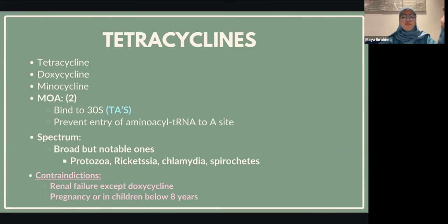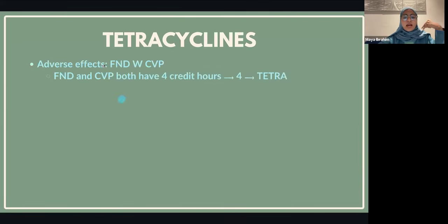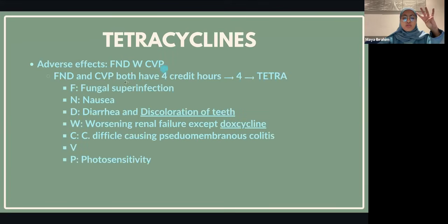Contraindications, don't give them in people who have renal failure except for doxycycline, and in pregnancy or children below 8 years old. And you'll see why in a second. Adverse effects, how I remember them, is that tetra is 4, and what has 4 credit hours, FND and CVP, okay? So F is for fungal superinfection, N is for nausea, D is for diarrhea, and discoloration of teeth, which is a very important adverse side effect of tetracyclines. Worsening renal failure except doxycycline, C. difficile causing pseudomembranous colitis, and photosensitivity.